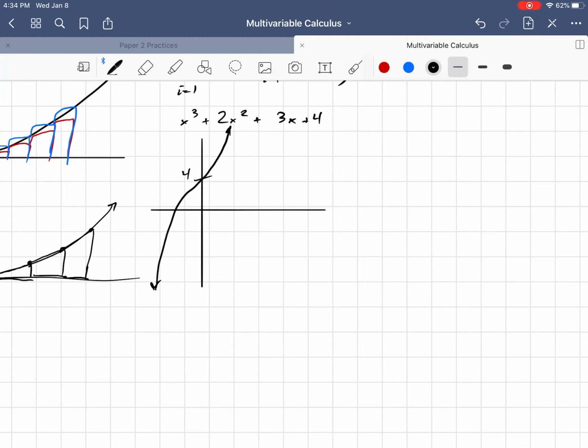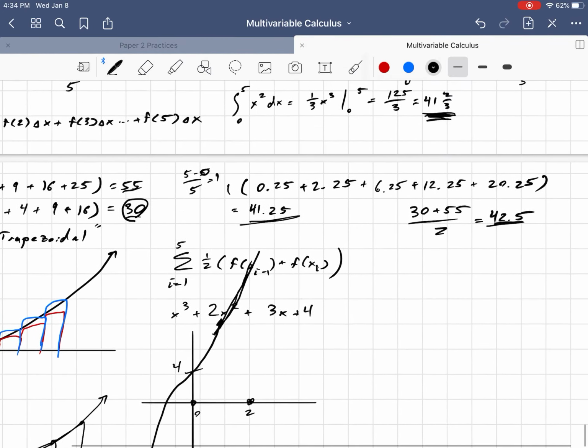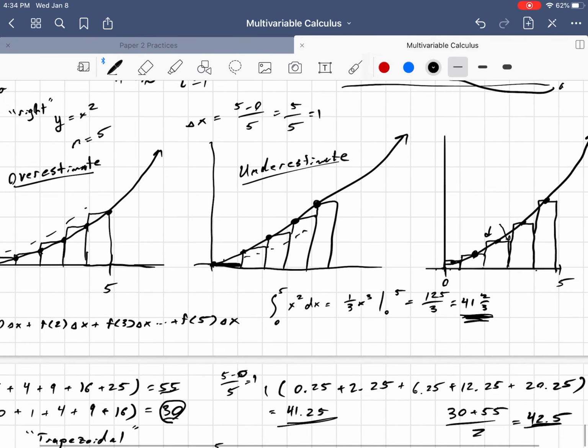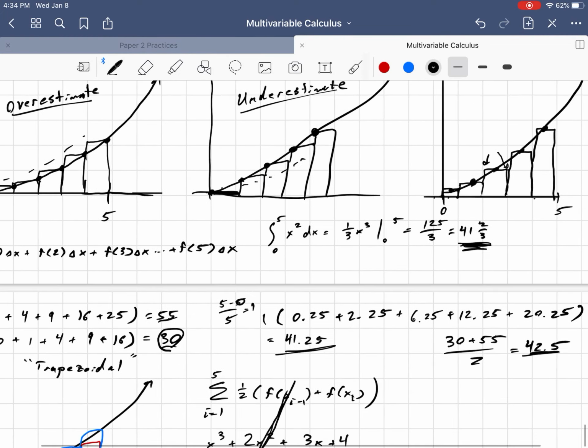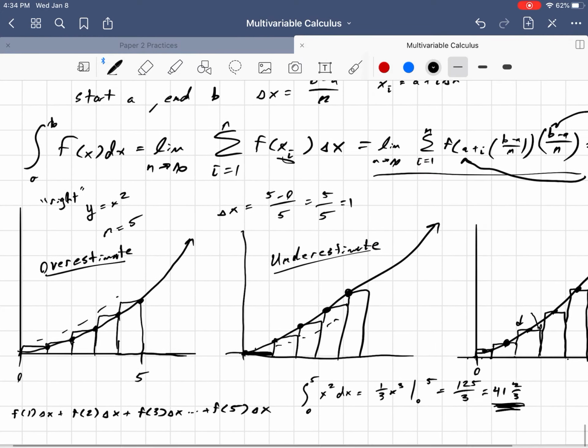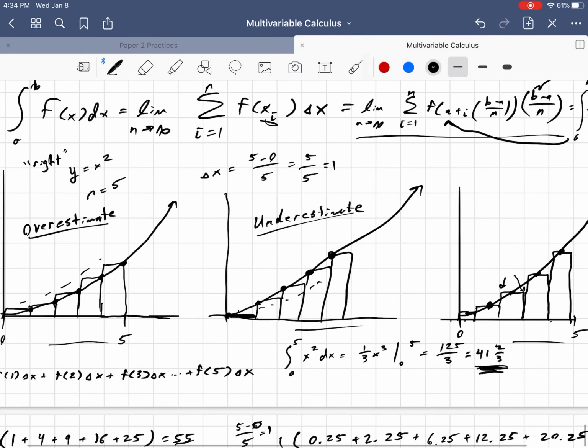So let's say I wanted to find the exact area from 0 to 2. I might need a little more room. Now it doesn't matter exactly whether you use the left, the right, midpoint, or trapezoidal, because you're taking the limit. All the limits are going to converge to the same thing, whether you use this way or this way or this way.